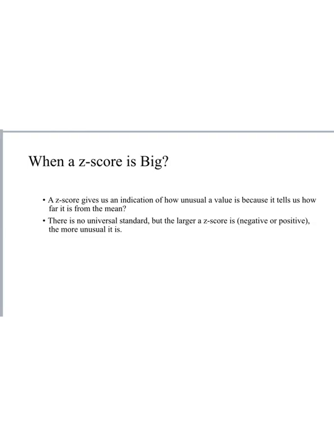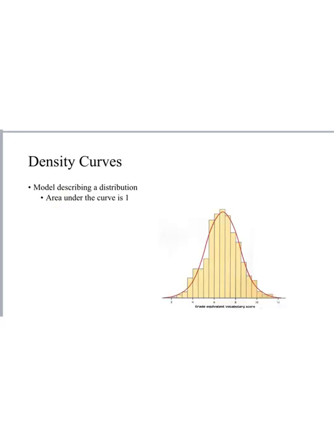There is no universal standard. However, if I have a larger z-score, negative or positive, the more unusual it is, the more unlikely it is. If we look at the histogram, we notice it is a very symmetrical shape. Well, a density curve is a model describing a distribution. And if I wanted to know the area underneath this curve, think of it as like 100% area completely shaded in, or one whole.